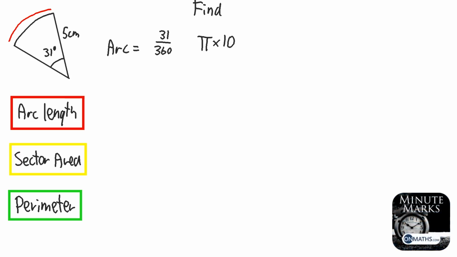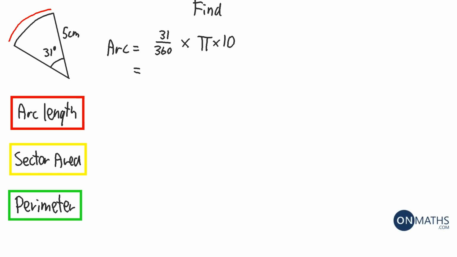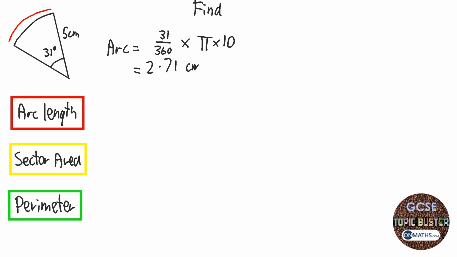Now, the angle in the last question on the last slide was 90 degrees, so it would be 90 over 360, which cancels to a quarter. And then we just times it, and it's that simple. So I'll type that into my calculator. So I do 31 over 360, and then come off the fraction, times pi times 10. And I get the answer of 2.71 centimeters.